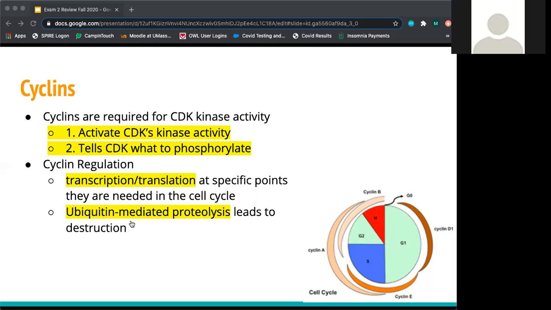Another thing to know is that cyclins pull back the T loop in the CDK to expose its ATP binding pocket, and that's how it activates the CDK's kinase activity. Phosphorylation of the T loop stabilizes this conformation, that shape of the CDK.